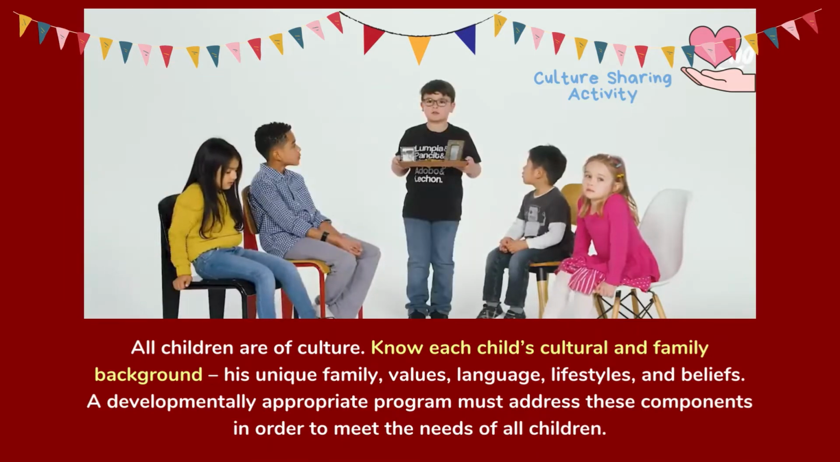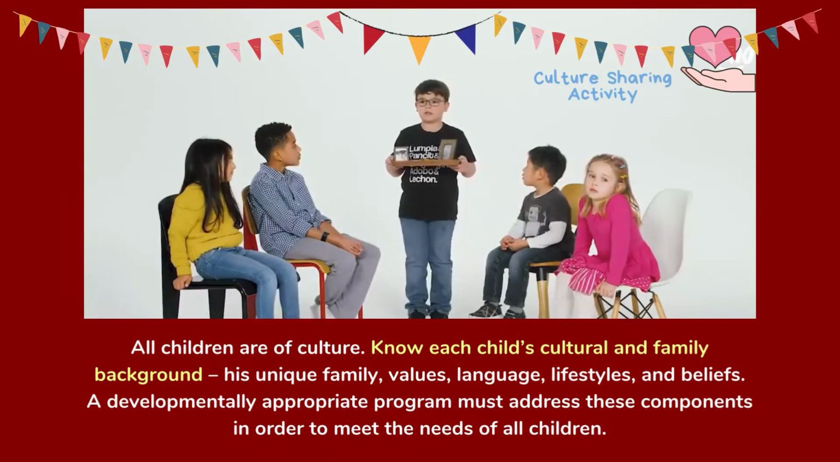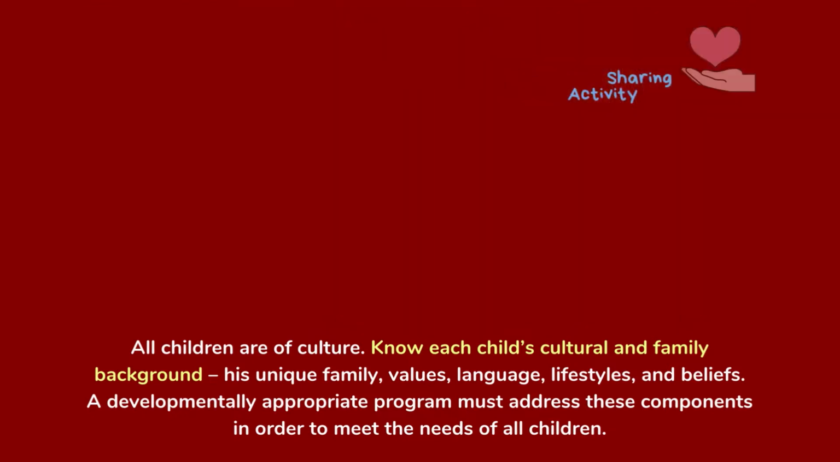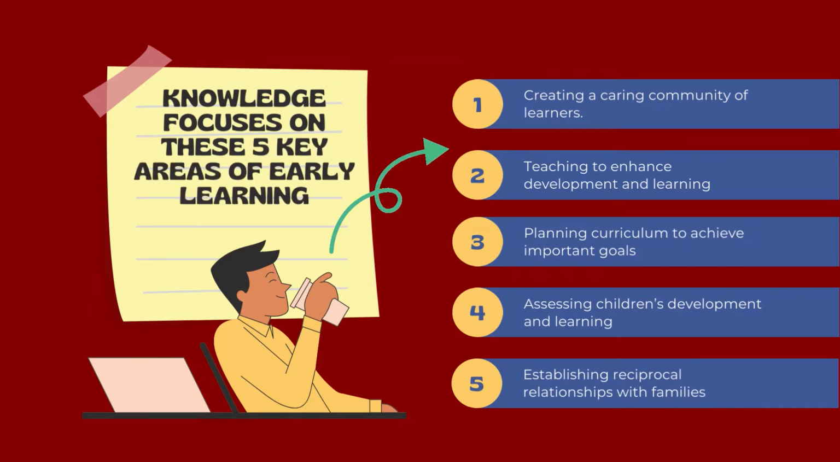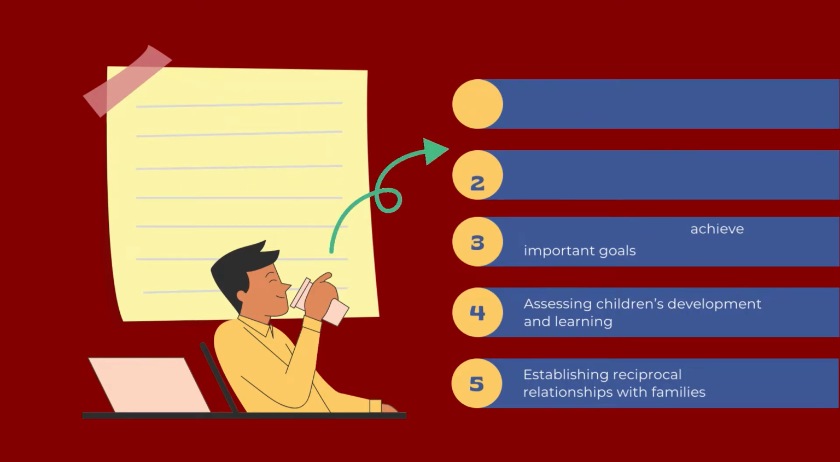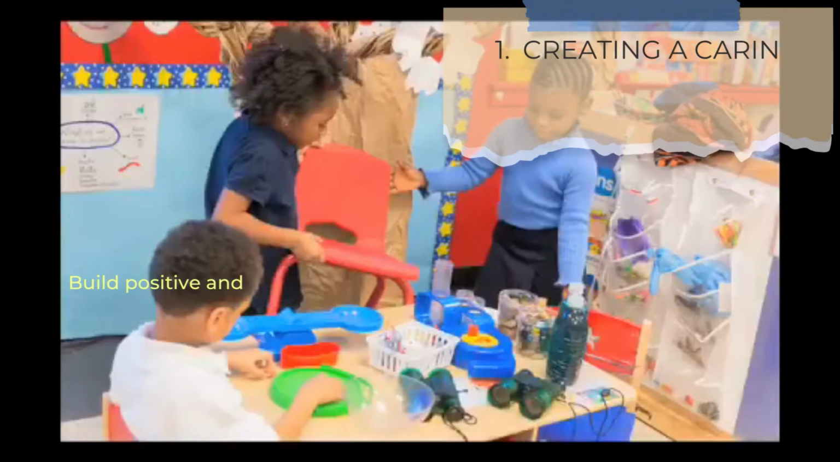And in doing that, let us first review the essential guidelines for effective teaching in DepEd. Knowledge focuses on these 5 key areas of early learning practices. Number 1, creating a caring community of learners. Number 2, teaching to enhance development and learning. Number 3, planning curriculum to achieve important goals. Number 4, assessing children's development and learning. And number 5, establishing reciprocal relationships with families. Let us study these one by one.